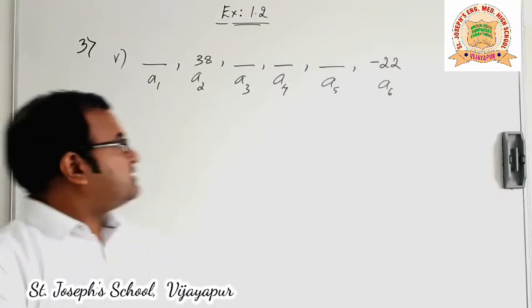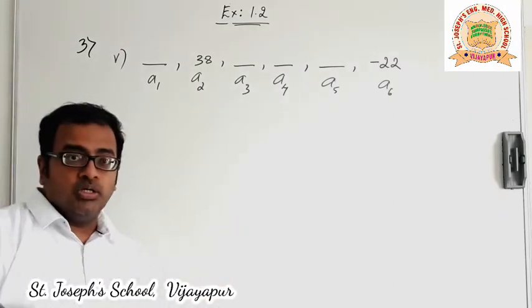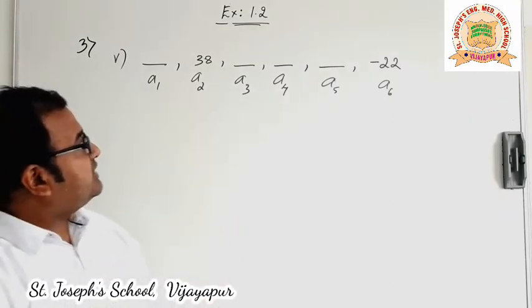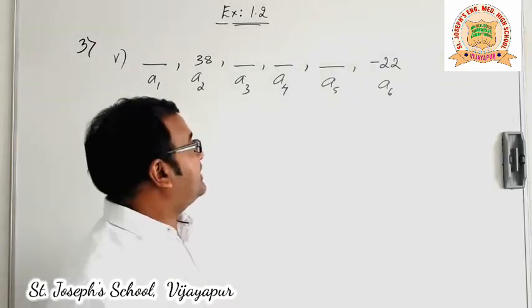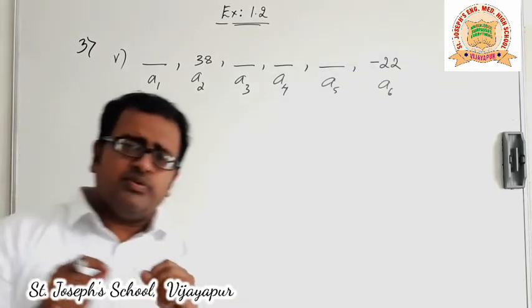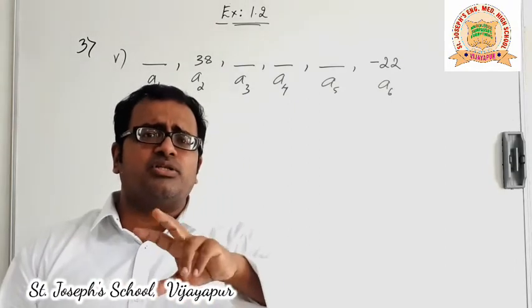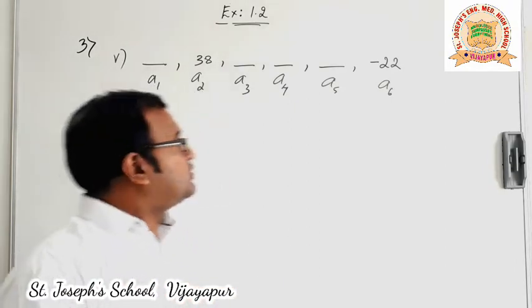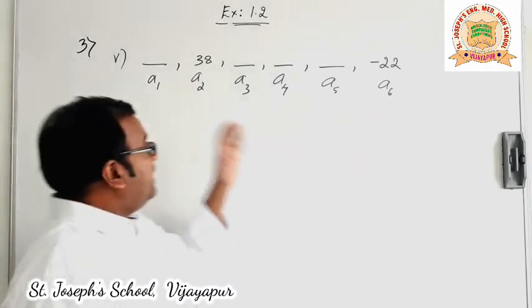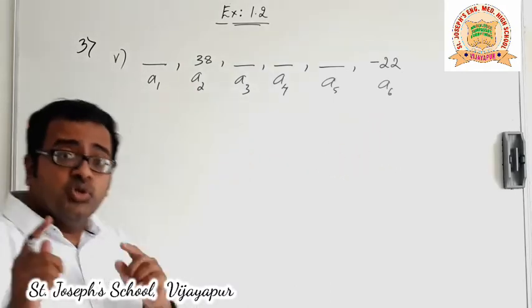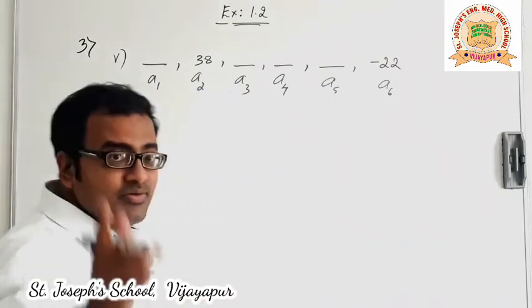Sub-question number 5 says first term unknown, second term is 38, then 3 unknown terms, then the last term is minus 22. Since we don't know A in this case, we have to go back to that linear equation solving simultaneously. So 2 linear equations I have got. I'll write them in the linear equation form. To do that, I need to write the general forms. That will help you out.